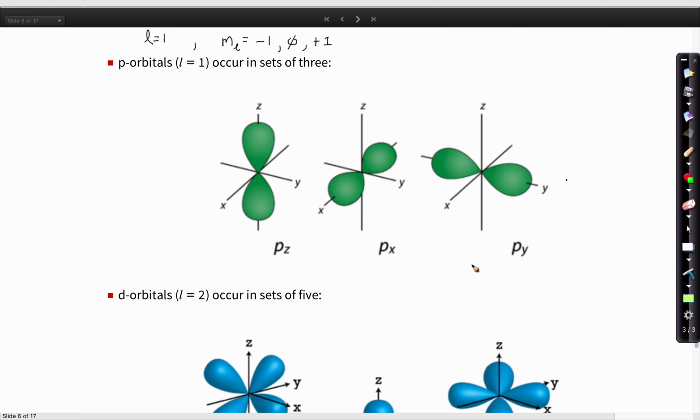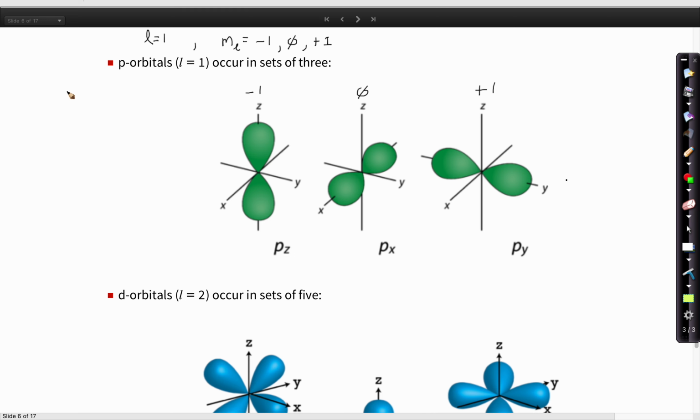We name them PZ, PX, and PY, but we could also label them as -1, 0, and +1. That's a way that we could potentially label these orbitals, because one of them would have m sub L -1, one of them would have m sub L 0, and the other one would have m sub L +1.